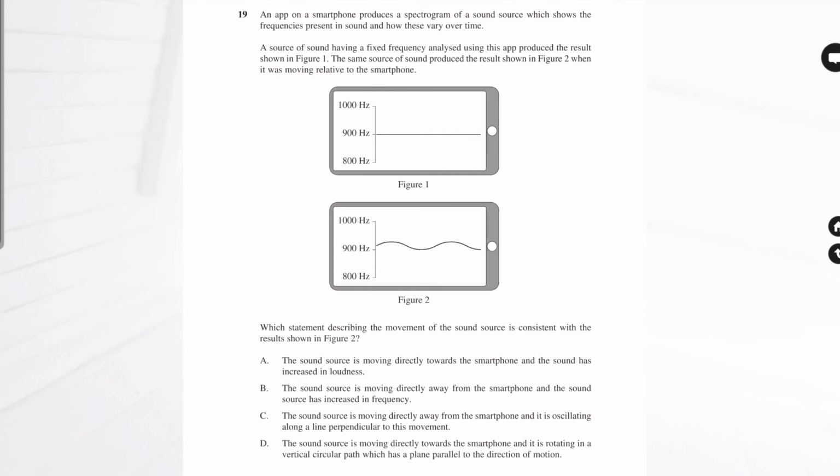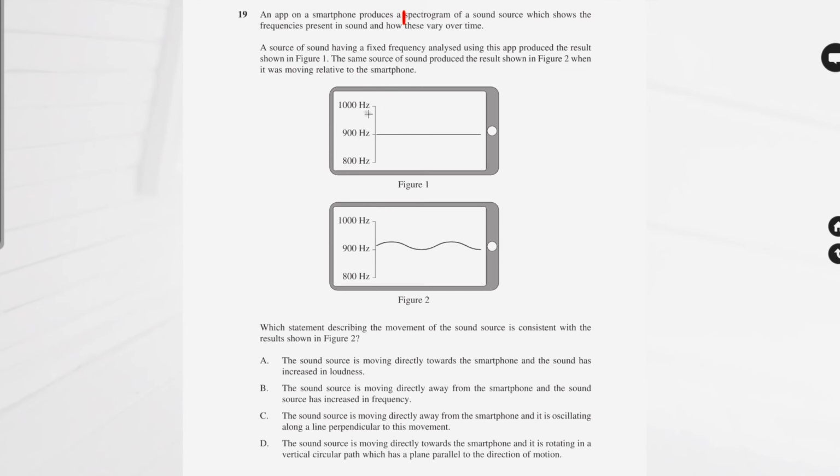Okay, question 19. A question that wasn't really answered that well across the state. Only a third of the students were able to engage with this question quite well. We do have a lot of information here. We're talking about an app on a smartphone producing a spectrogram, essentially just an image of the sound, which shows the frequency present in sound and how these vary over time.